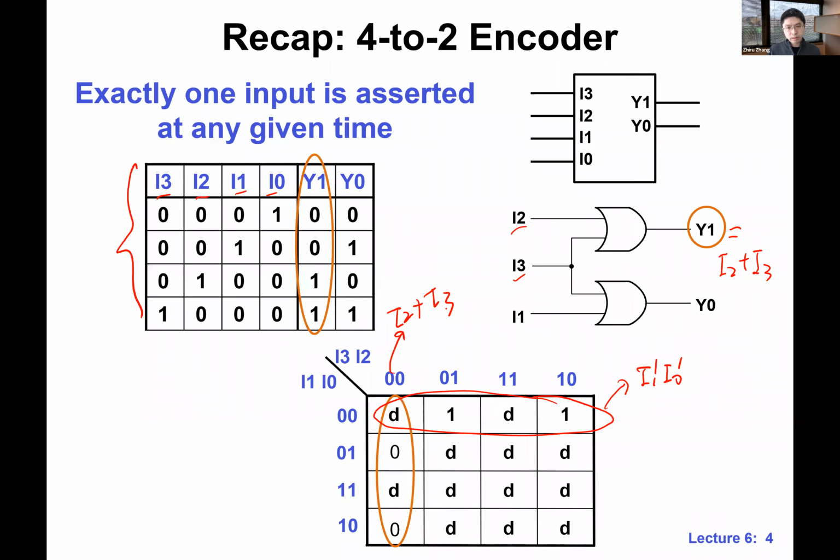Just think about the definition of the encoder. By definition, exactly only one of the inputs is a 1. So you look at this expression. It basically says that I1 and I0 are not ones. What does that imply when you further consider the definition of this encoder? It means one of the other inputs, in this case I2 and I3, one of them must be 1. Make sense? So they are indeed equivalent for this specific circuit.